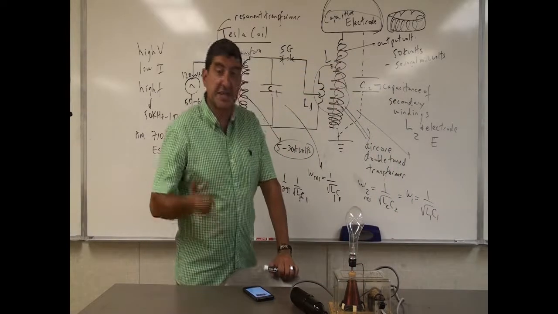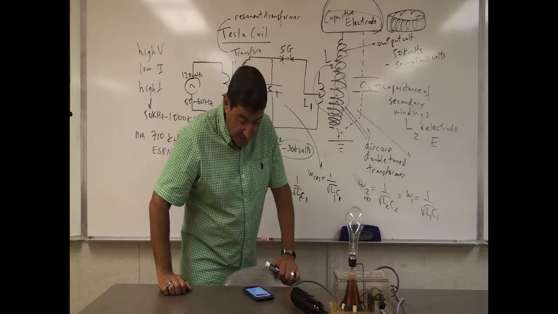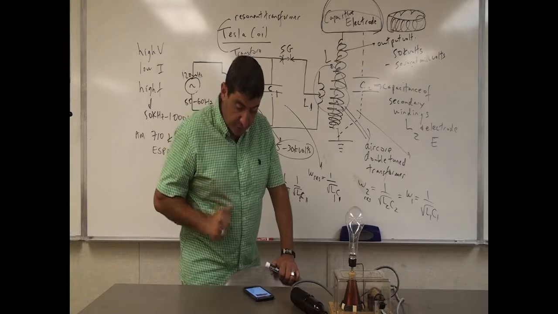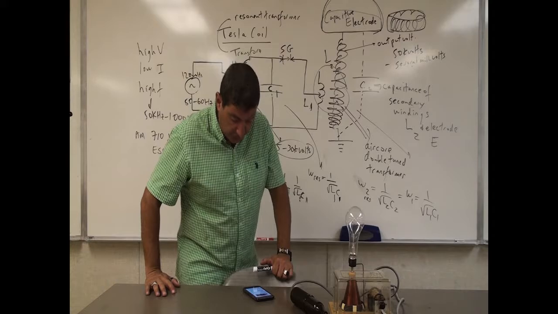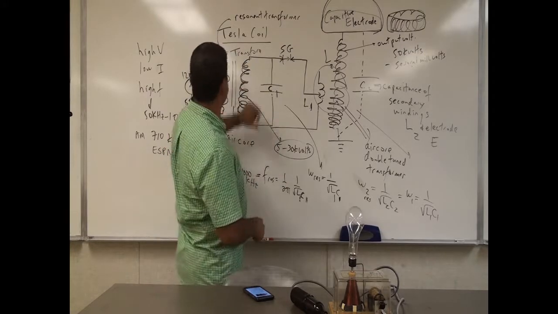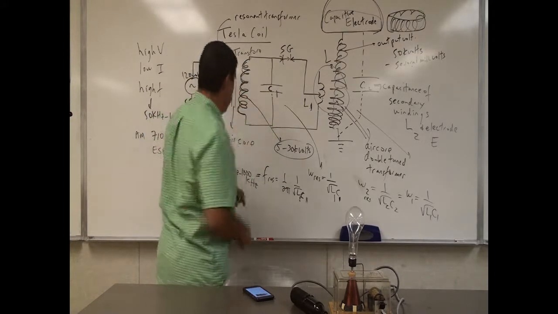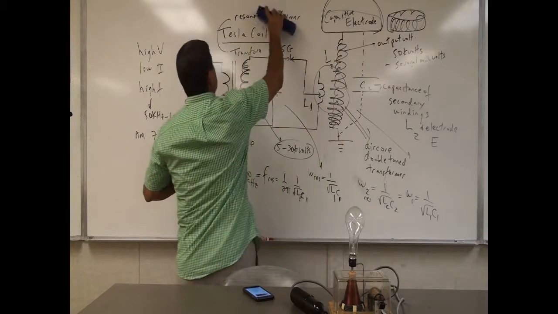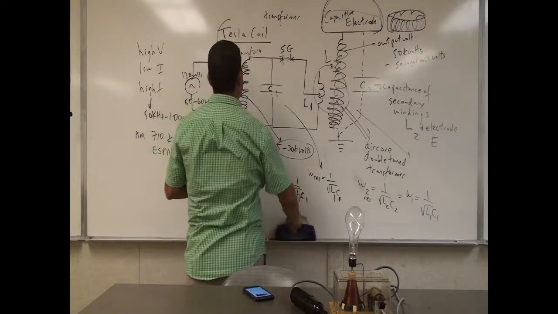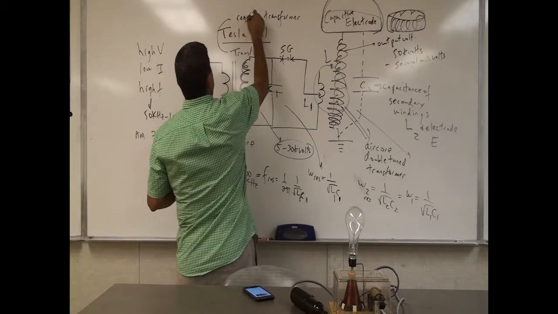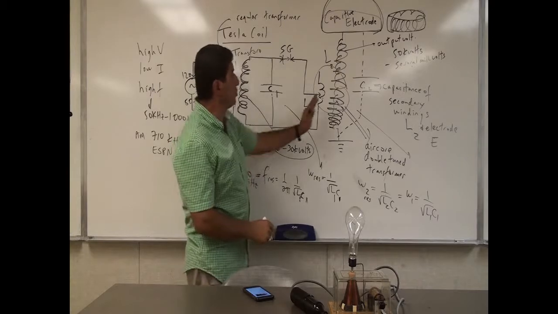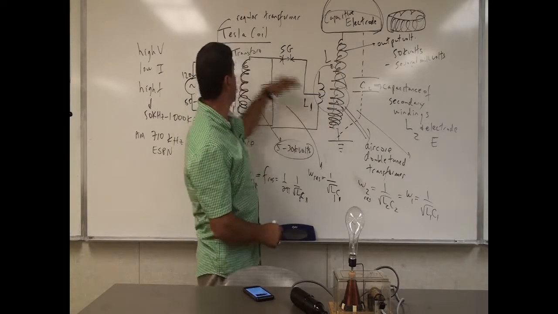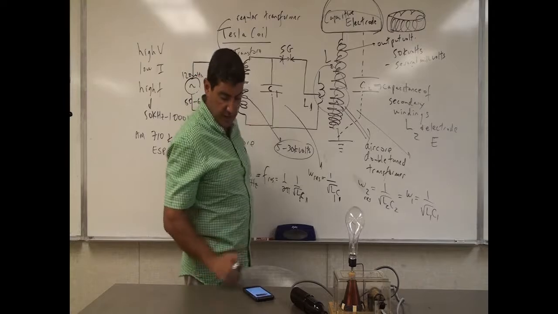Okay, the next sentence says the specialized transformer used in the Tesla coil circuit, called a resonant transformer, oscillation transformer, or radio frequency transformer, functions differently from an ordinary transformer. Actually, this original transformer is a regular transformer. So we should put here, this one is a regular transformer. The second one is what's called a resonant transformer. So they're going to describe the difference of this resonant transformer from this regular transformer.